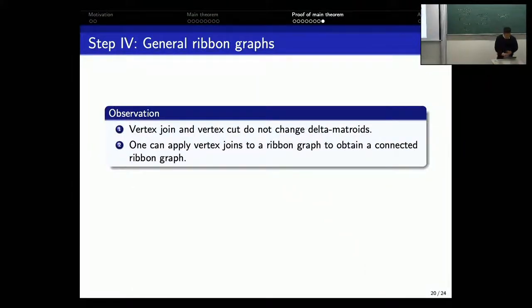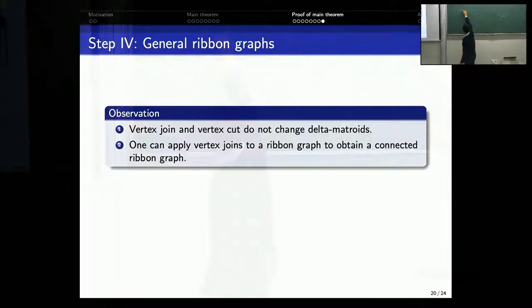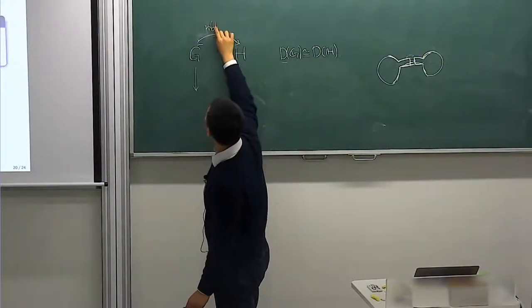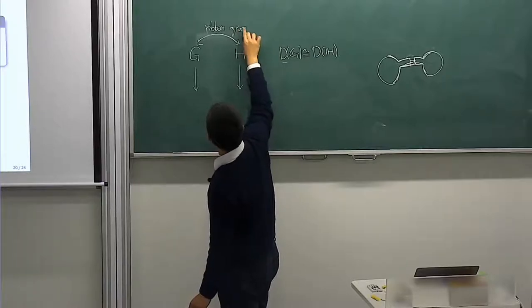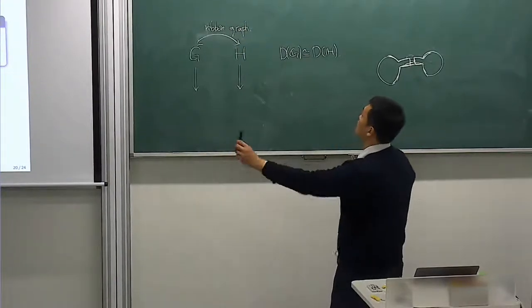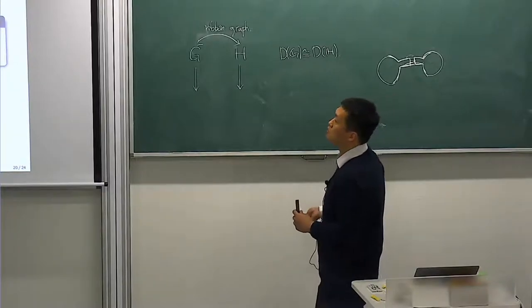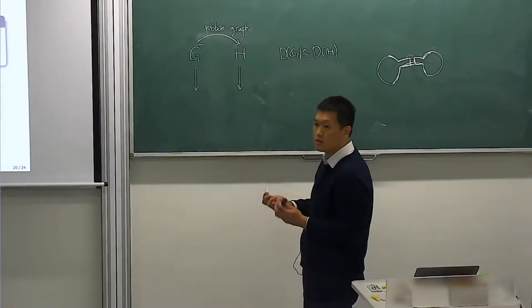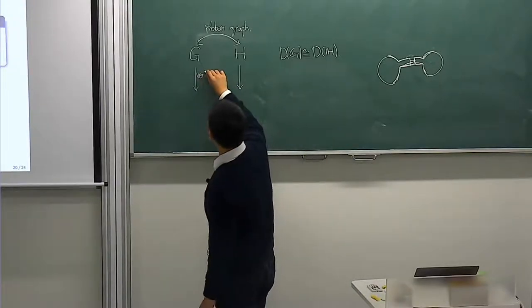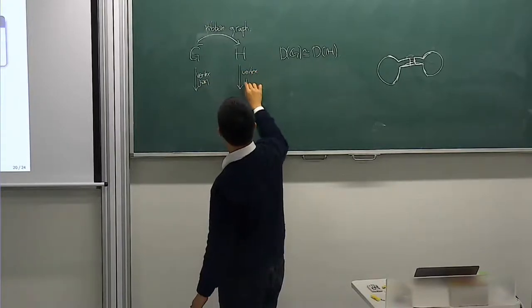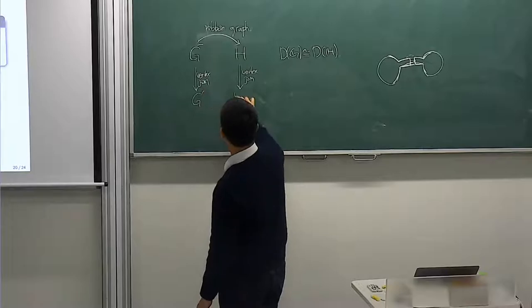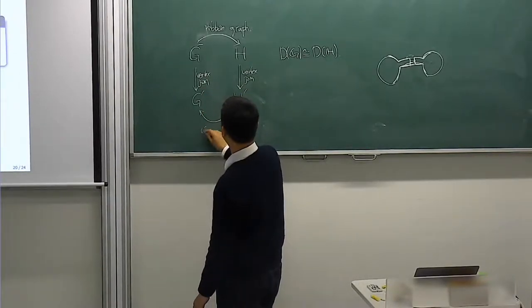I'll just draw another picture like this. Suppose we have two ribbon graphs. In this case, we don't assume these are connected, with isomorphic delta matroids. But we can always apply some appropriate vertex joins to get connected ones. So if I apply vertex joins, we can obtain G prime and H prime, which are connected ribbon graphs.